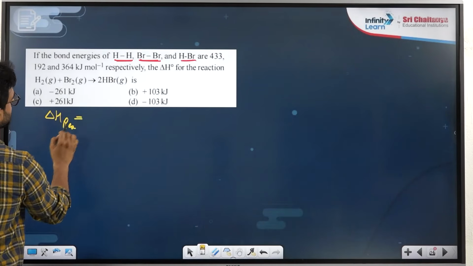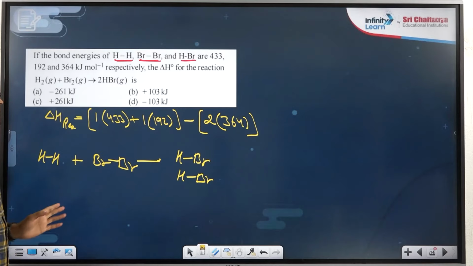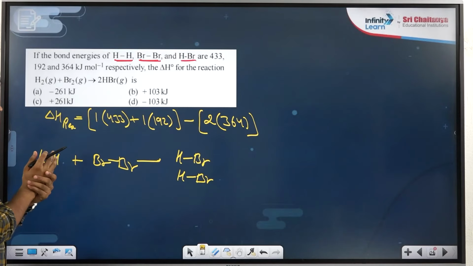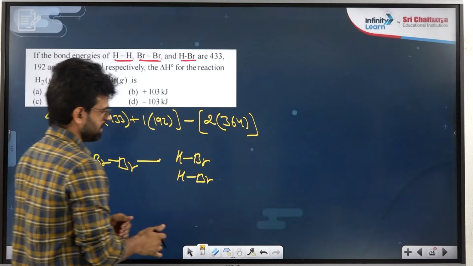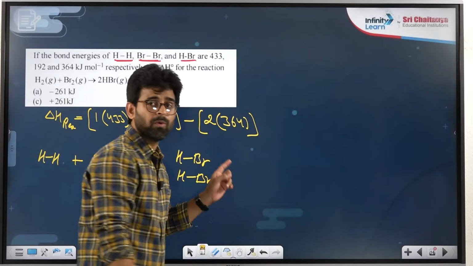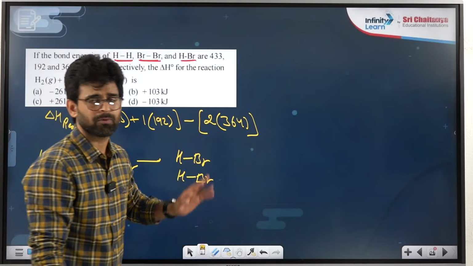Now, reactant minus product. 1 mole of HH bond, what is the value of this? They have given 433, plus 1 mole of Br bond, so 1 into 192, clear? And minus bond enthalpy of product, 2 moles, right? 2 moles of HBr bond, so 2 into 364, right? If you solve from here, you'll get the answer, right? Clear? Easy again. So again I am saying bond enthalpy of reactants minus what? Bond enthalpy of product.